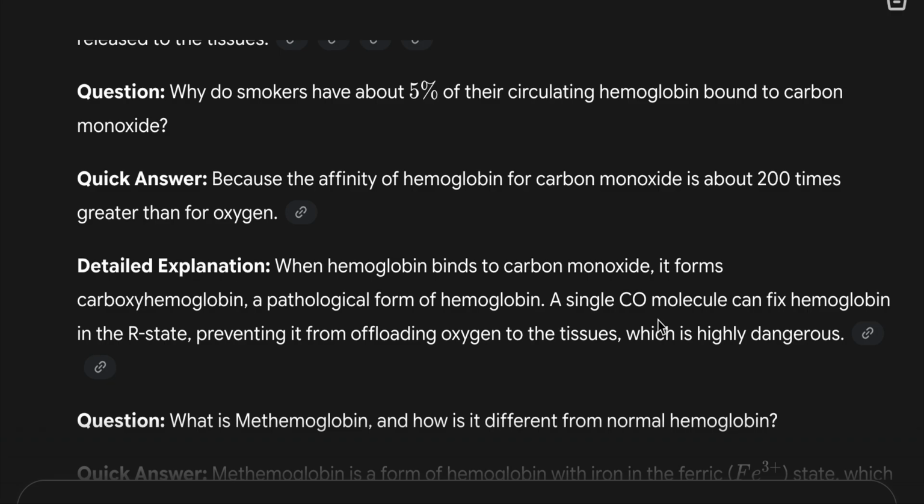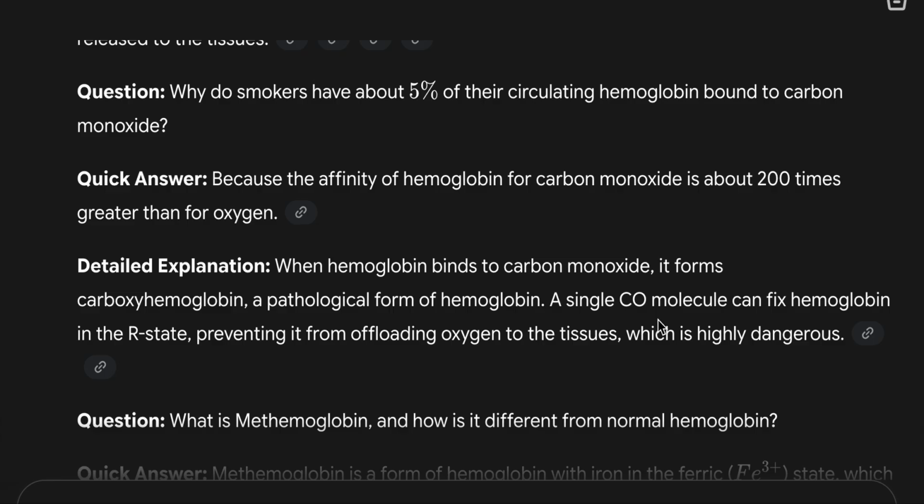Why do smokers have about 5% of their circulating hemoglobin bound to carbon monoxide? It's basically just asking, why is carbon monoxide so dangerous? It's because the affinity of hemoglobin for carbon monoxide is about 200 times greater than that for oxygen.